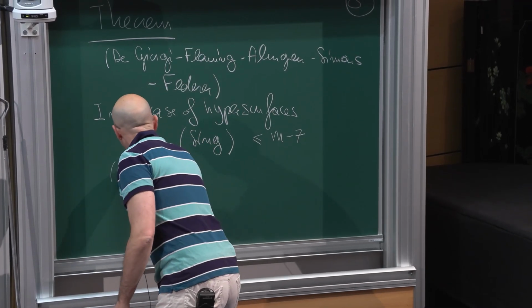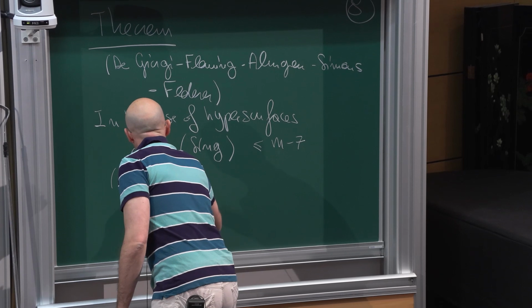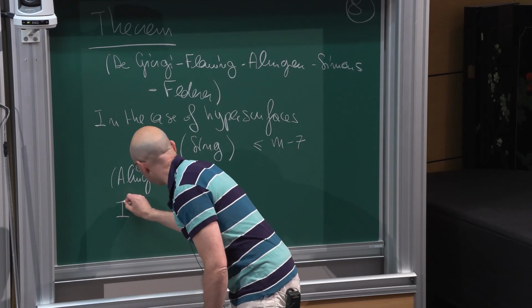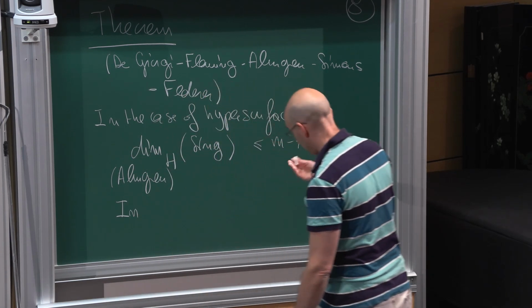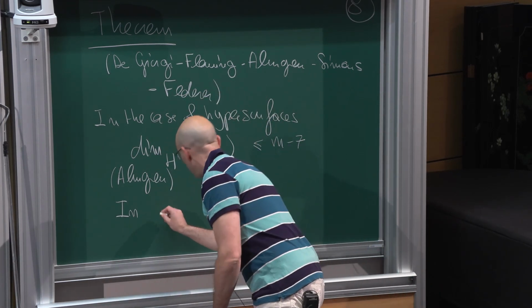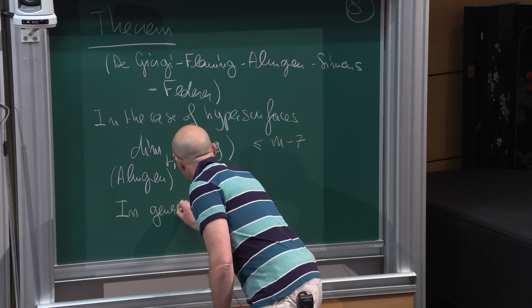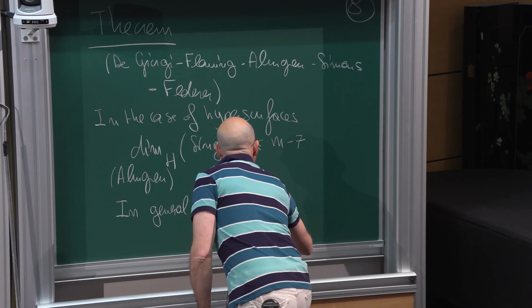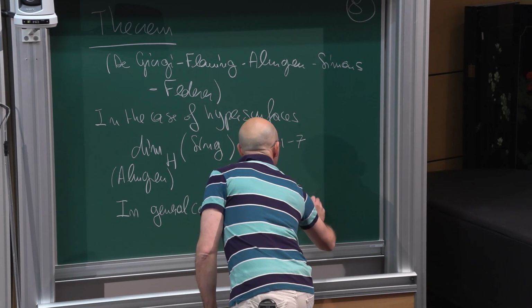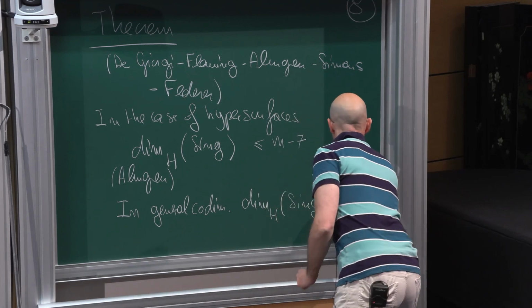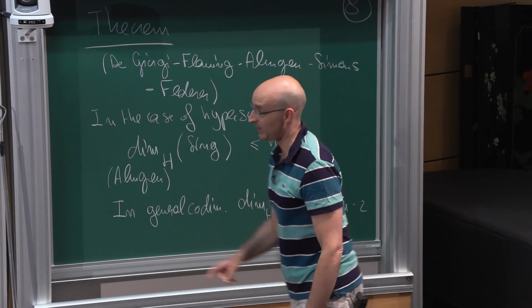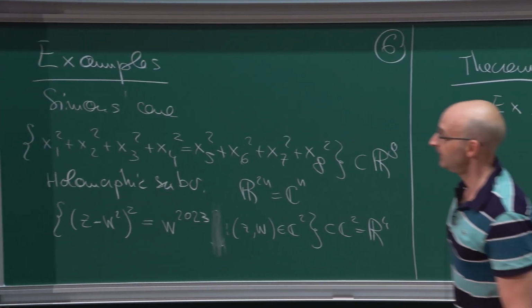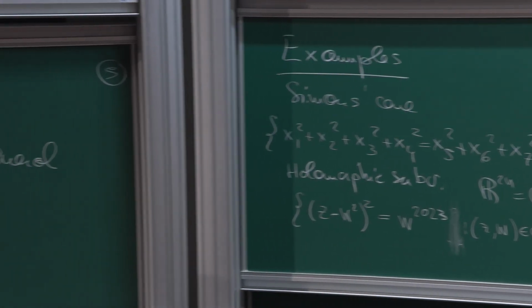Okay, so in the case of higher codimension, this is a theorem by Almgren, and it's a celebrated theorem in a paper which is called the Big Regularity paper, and it says that in general codimension, the dimension of the singular set is at most m minus 2, which again is matched by that example, which is a two-dimensional surface in R4 with a point singularity.